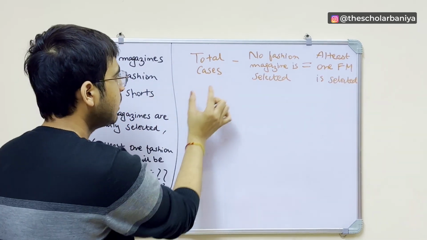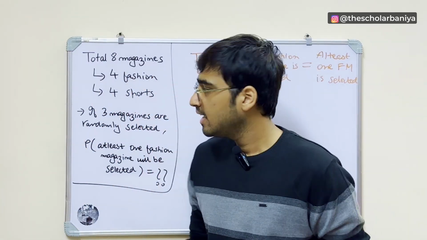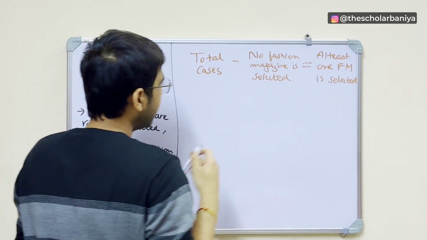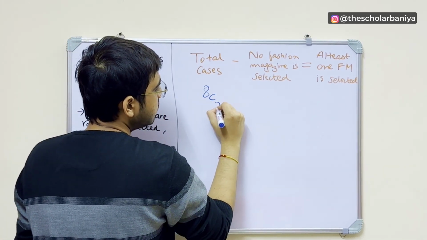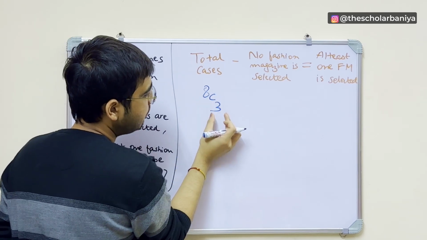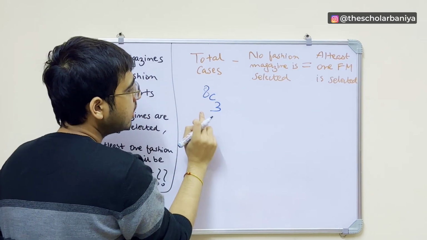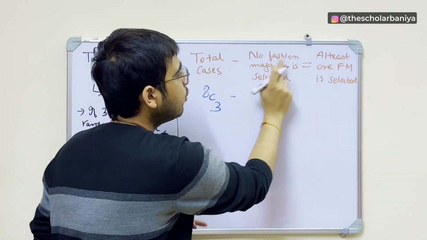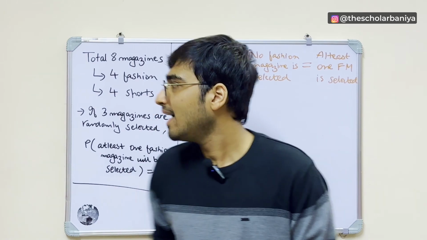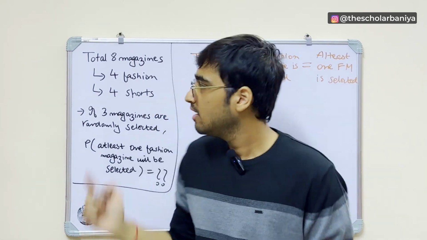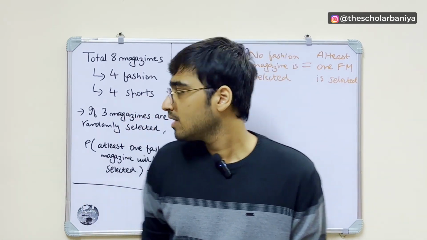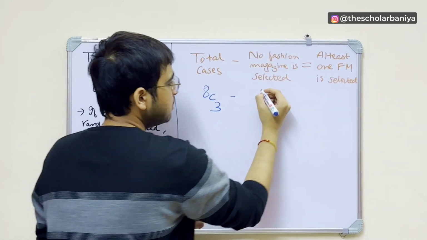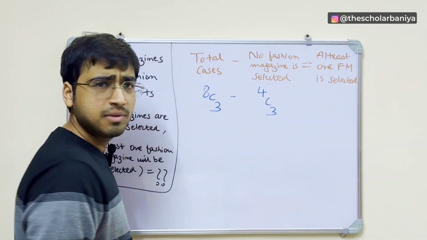So now tell me one thing. There are a total of 8 magazines and we have to select 3 magazines, right? So in how many ways can we do that? We can do that in 8C3 ways. So the total cases will be 8C3, right? Minus. Now we assume no fashion magazine is selected, right? That means all the magazines that we select are related to sports, right? So there are 4 sports magazines and we are selecting 3 magazines. So that becomes 4C3. I hope this makes sense.